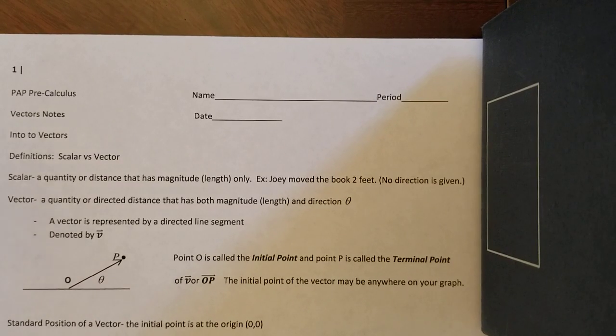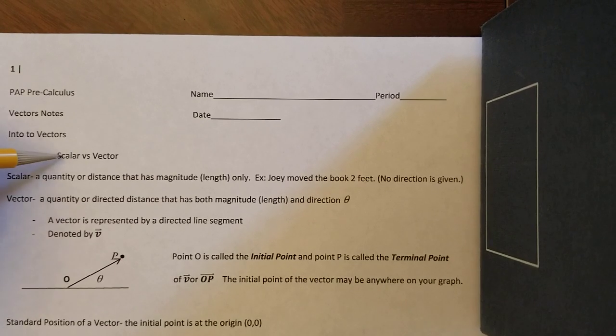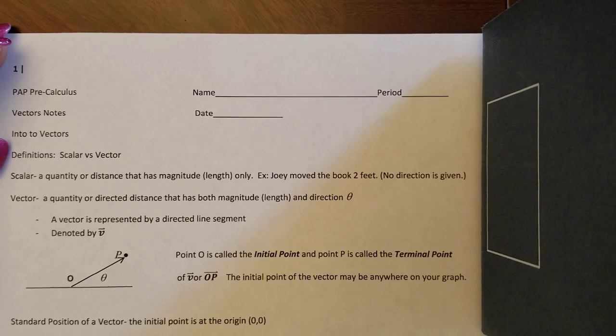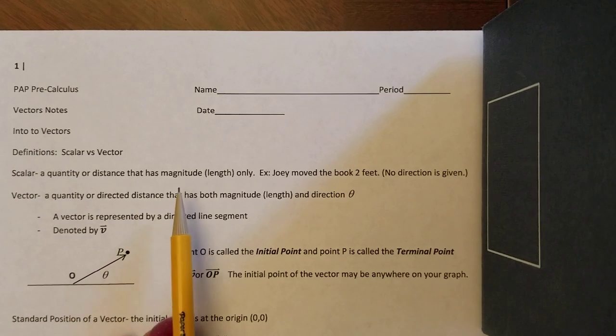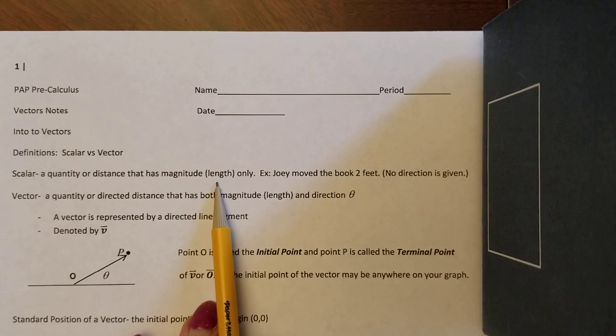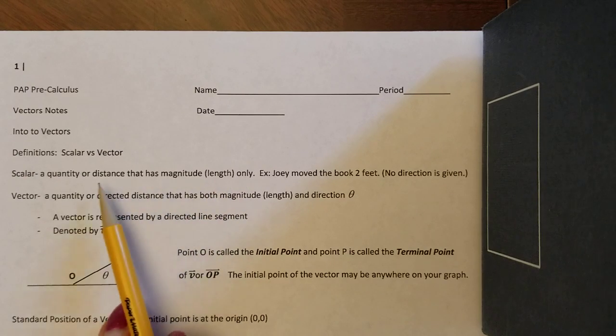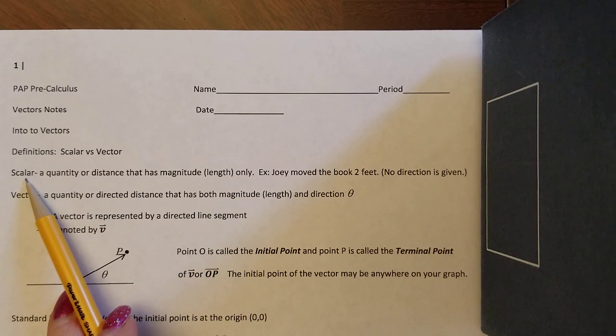Hi students, today we're going to talk a little bit about vectors. Scalars and vectors are often confused, so I'm going to set this straight from the beginning. A scalar is a quantity or distance that has magnitude, which is a fancy name for the length or the size only. So if something has length or size only, then that is considered to be a scalar.